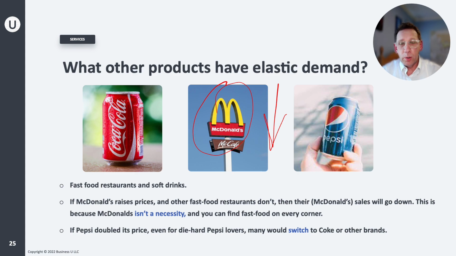And if Pepsi were to double its price, okay, even diehard Pepsi lovers might switch to Coke or other brands because they don't want to pay that much. Okay, so the demand changes based on what the price is. This means that it's elastic.